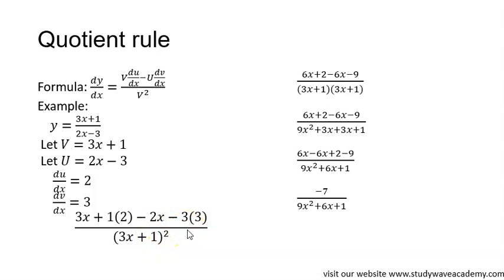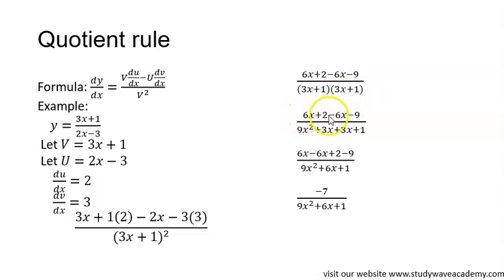So we simplify further. 3x times 2 is going to give us 6x. 1 times 2 is going to give us 2, so we have plus 2. Minus 2x times 3 is going to give you minus 6x. Minus 3 times 3 is going to give you minus 9. All over, this is in two places, right? So you write it out in two places. 3x plus 1 bracket open, bracket close, bracket open again, 3x plus 1 bracket close. You simplify further.